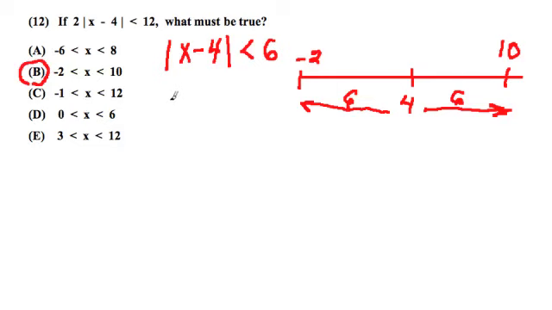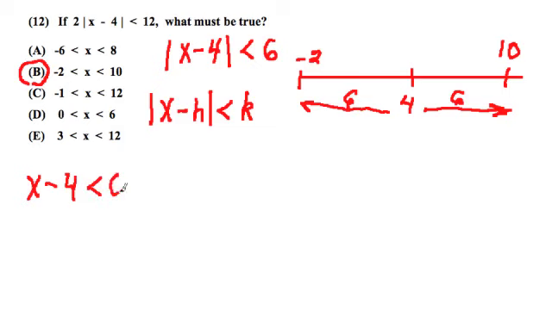And in general, the form would be x minus h, where h is the center point, all points whose distance from that is less than some distance. And if you did it algebraically, you would have two equations. You would have x minus 4 is less than 6, add 4 to both sides, x is less than 10.